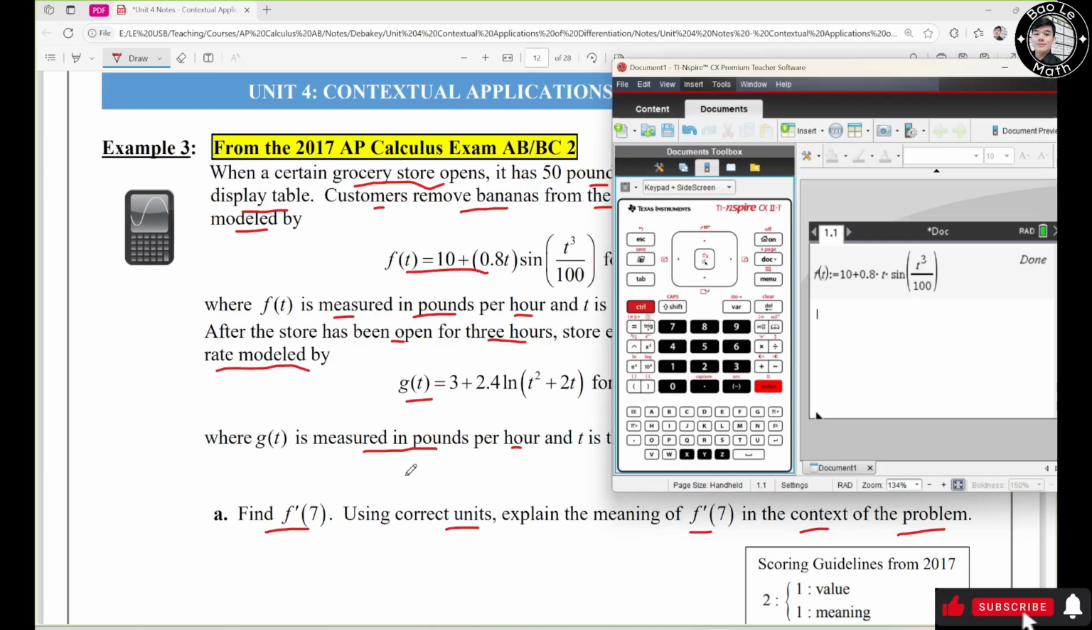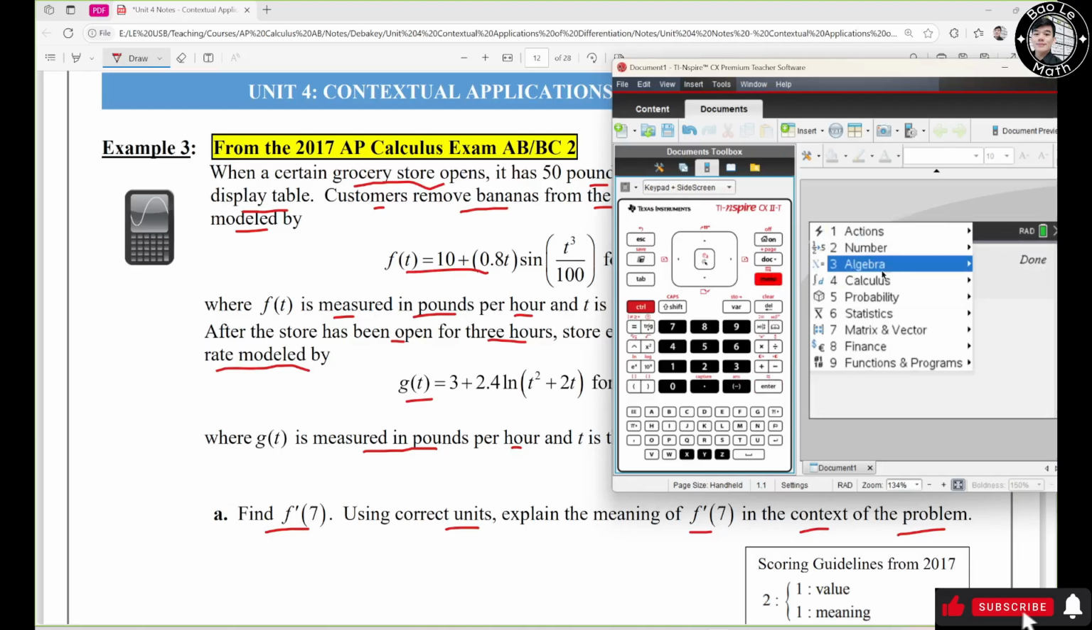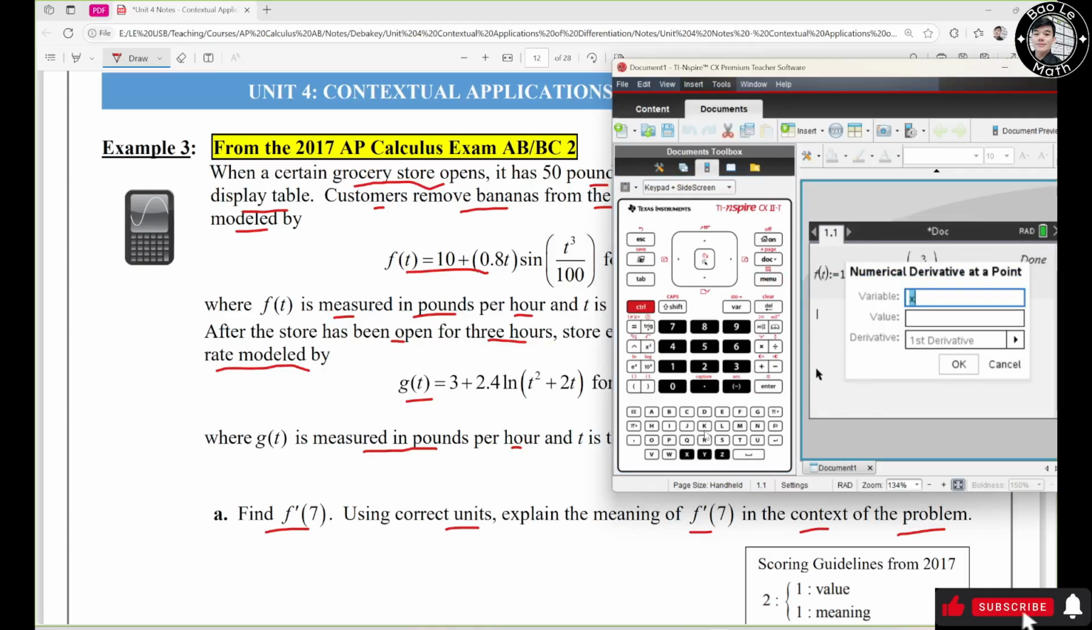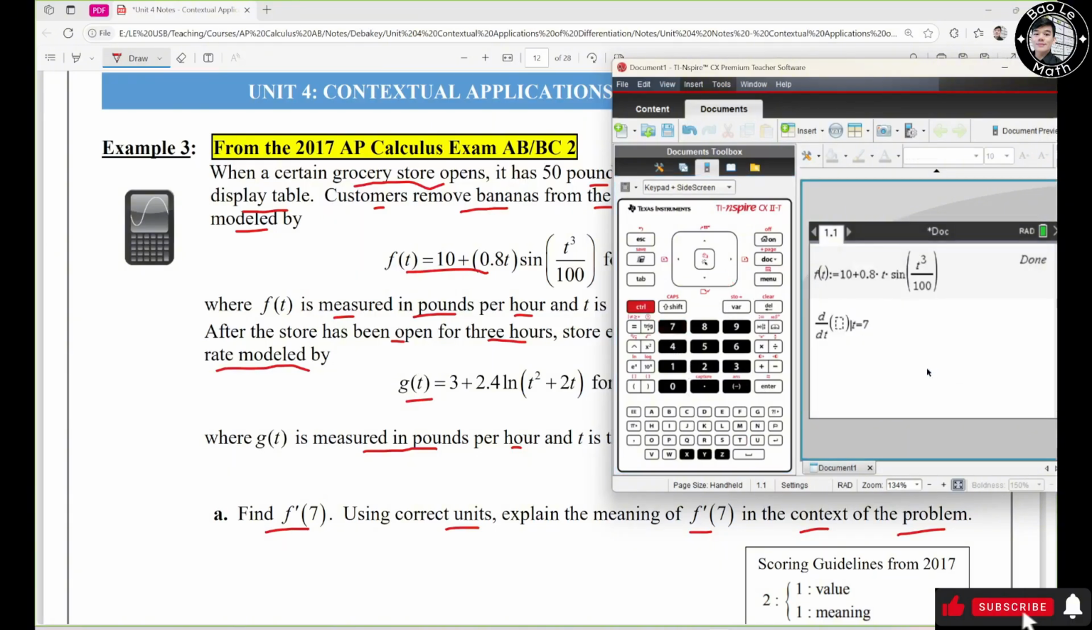Now you need to take the derivative of this one and calculate the derivative at t equals 7, right? So you need to hit menu, calculus, numerical derivative, right? So the variable should be t. The value should be 7. Then hit OK. Now you need to type f of t right here. Then you hit enter. The answer is negative 8.119, right?